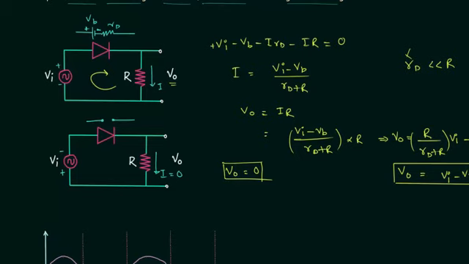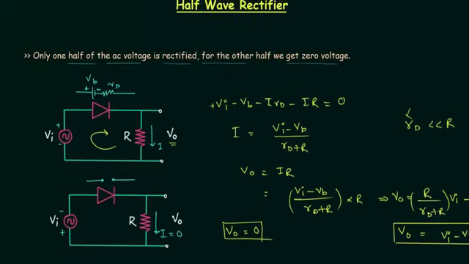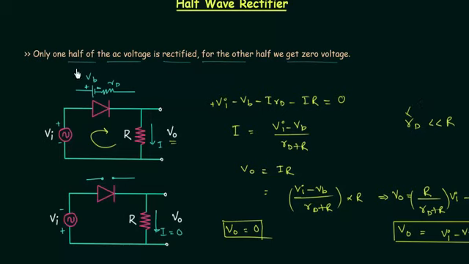And that's what I told you initially. Only one half of the AC voltage is rectified, and we have output voltage equal to Vi minus Vb. For the other half, we are having output voltage equal to 0. Now we will plot the waveforms.